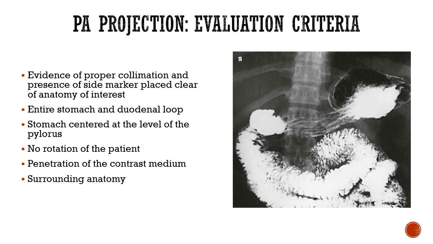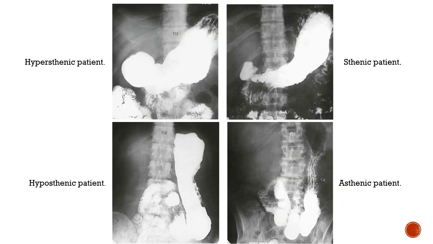This is the PA projection of the stomach. We're looking at the barium. It's located in the fundus on this image. The fundus at this point is in its highest position since the patient is prone. We see the entire stomach and duodenal loop. The stomach is centered at the level of the pylorus. There's no rotation of the patient, and we have penetration of the contrast medium. This is the position showing the different body habitus, looking at hypersthenic, hyposthenic, asthenic, and sthenic patients, and just looking at the difference in the positions of the stomach and how it does vary.